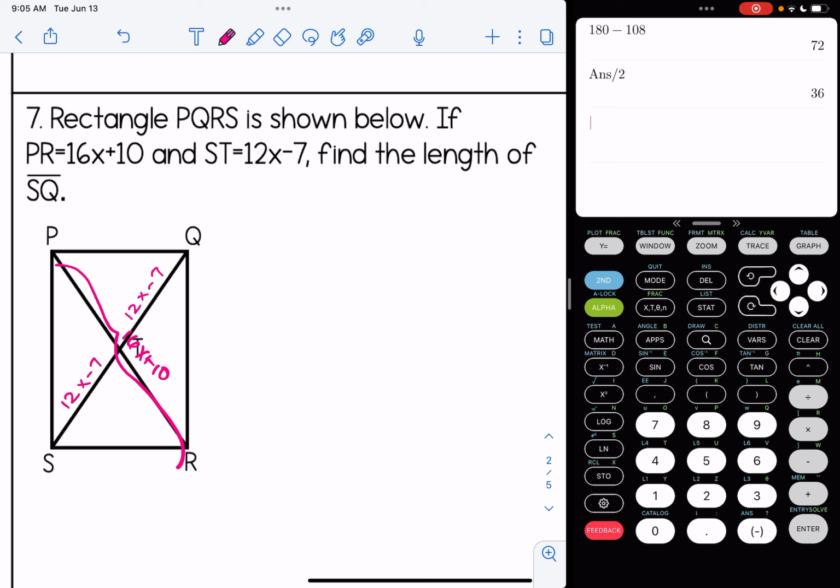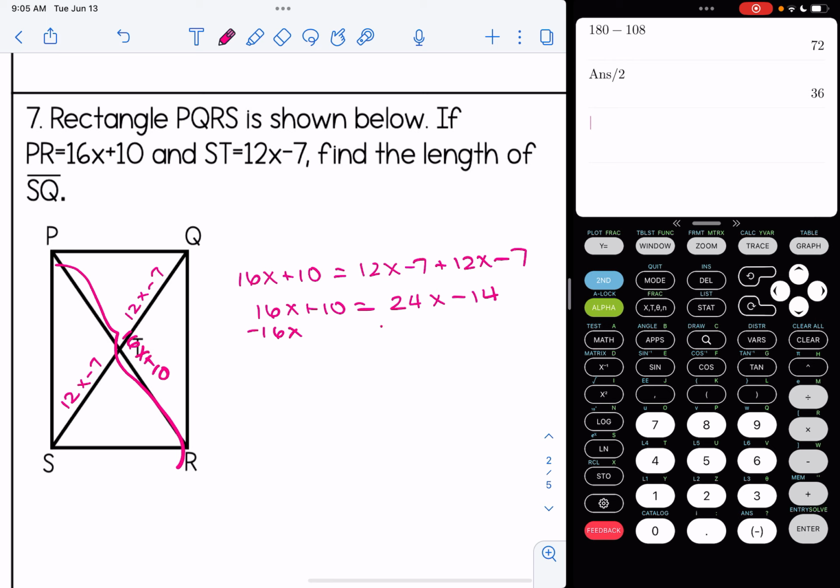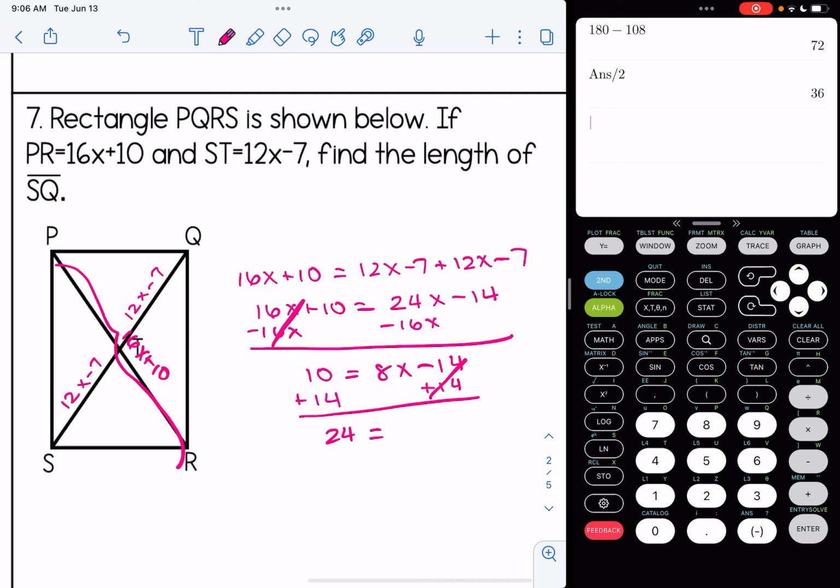So remember, the diagonals are congruent, so 16x plus 10 must be equal to 12x minus 7 plus 12x minus 7. So let's solve this algebraically, starting by combining like terms over here. And then let's start bringing the variables to one side and the constants to the other. So I have 24 is equal to 8x. When I divide both sides by 8, x is 3.